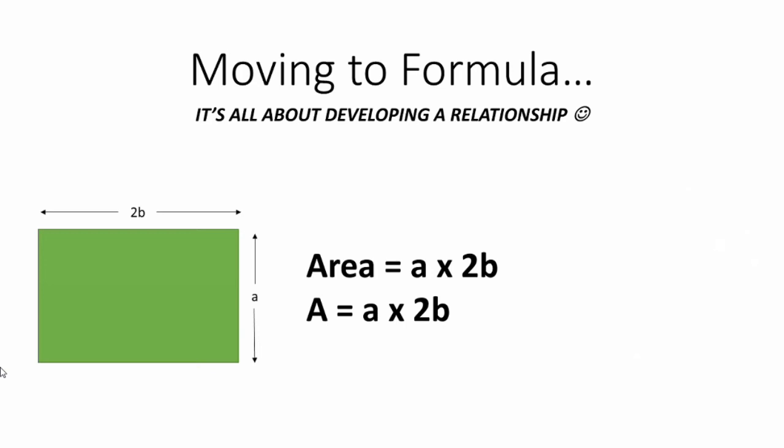In this example, you can clearly see a rectangle in green color which has the length 2b and the breadth a. How do we find the area? We multiply the length and the breadth together. Here the length is 2b and the breadth is a. So a and 2b are multiplied, and the initial letter of area is A. So simply we write it as A equals a into 2b. The area of the rectangle is formed that way.